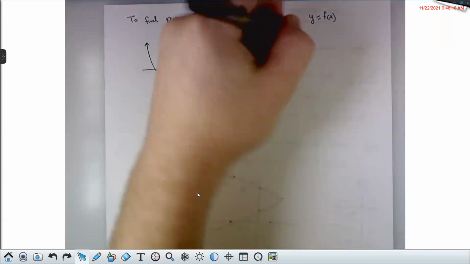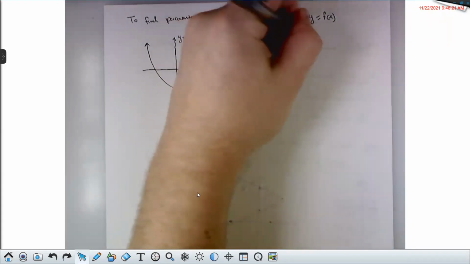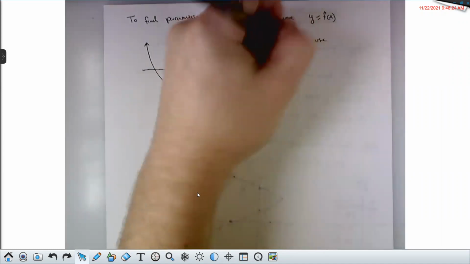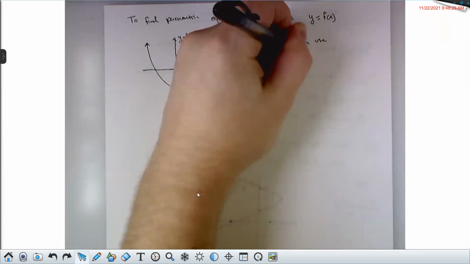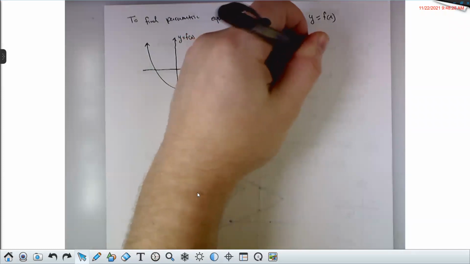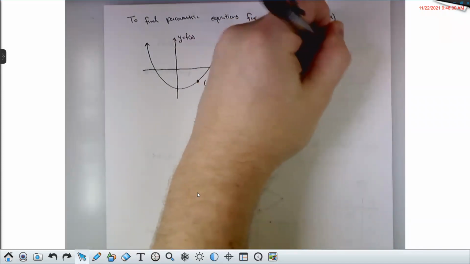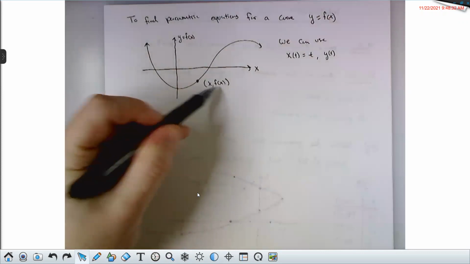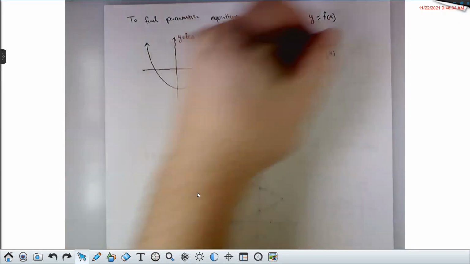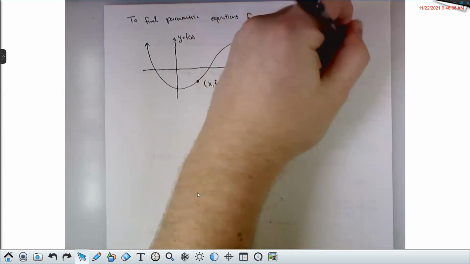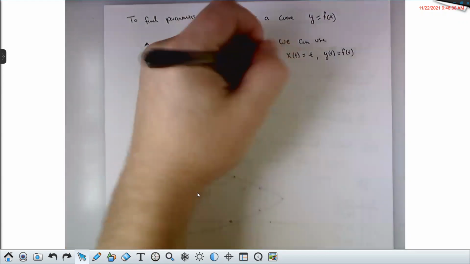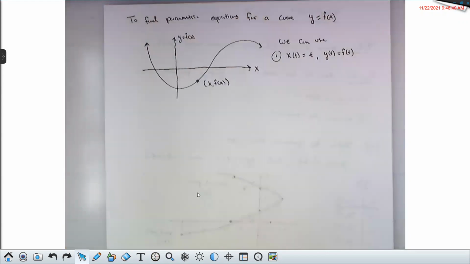So to do this, we can use x of t equals t and y of t. All that matters is that the y is f of that x. So this would be f of t. This is what I would call the standard parametrization of that curve.